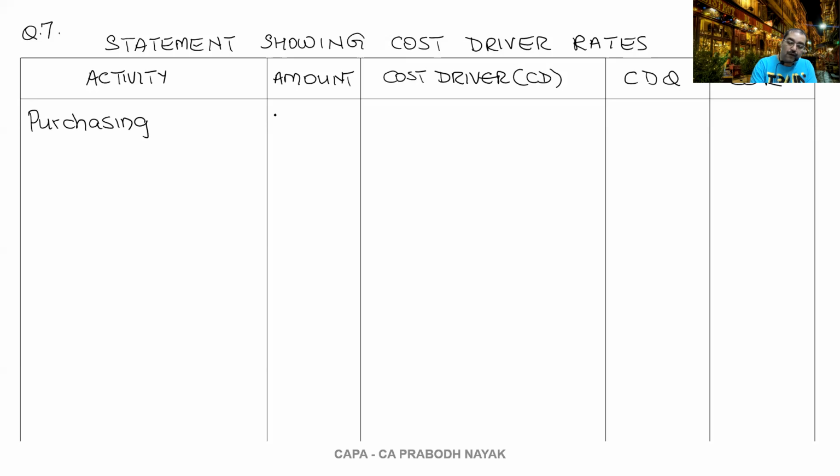Amount is 75,000, that is the cost pool. Cost driver is number of purchase orders. Cost driver quantity is given, 1,500. $75,000 divided by 1,500. So cost driver rate is 50.